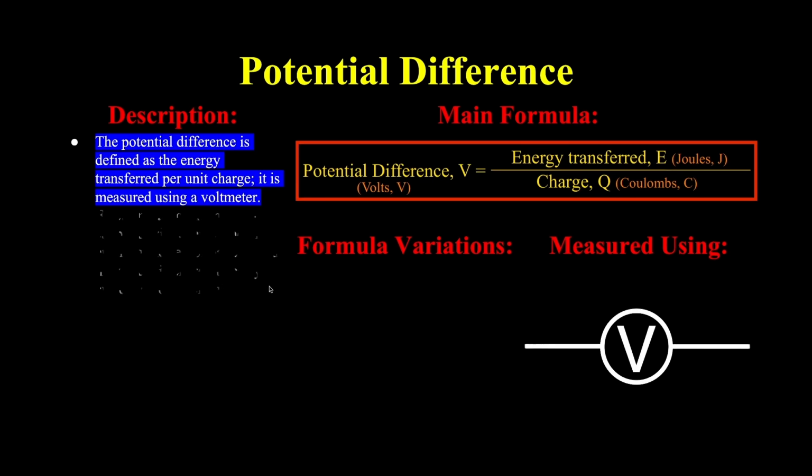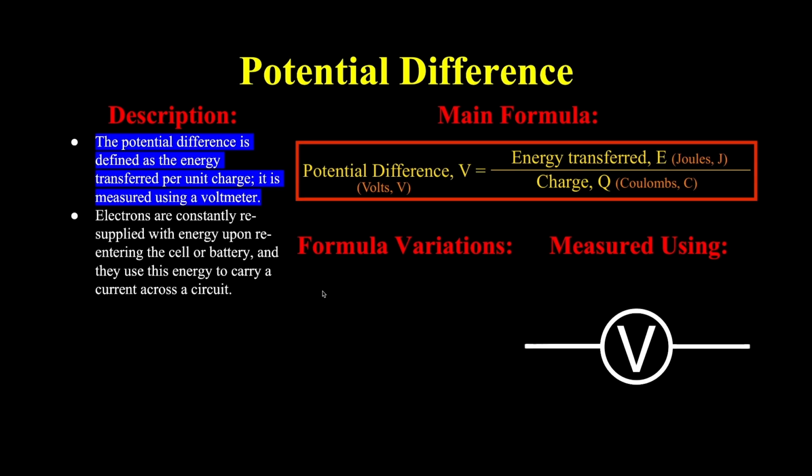Electrons are constantly resupplied with energy whenever they re-enter the cell or battery. So energy is transferred from the chemical energy stores of the cell or battery to the electrical energy stores, which is carried by the current. Electrons use this energy to carry a current around the circuit. The current is the rate of flow of charge, and since electrons have a property known as a negative charge, current refers to the number of electrons passing a fixed point per second. I would recommend watching the previous video in this series if this doesn't sound familiar.